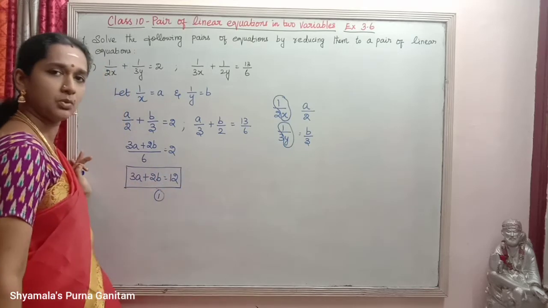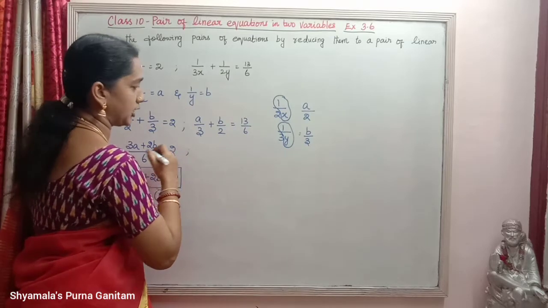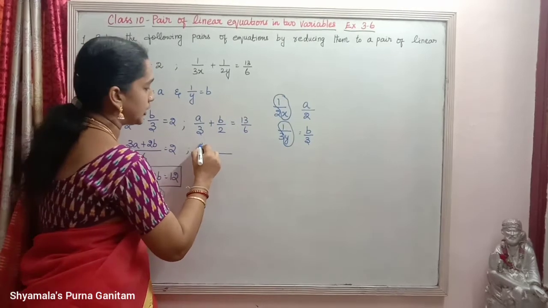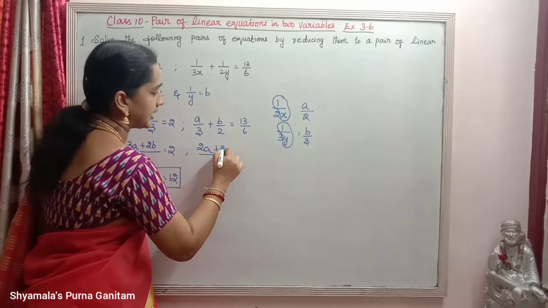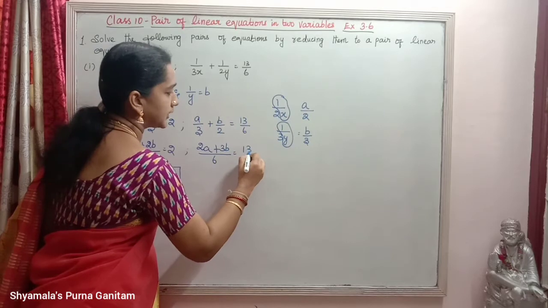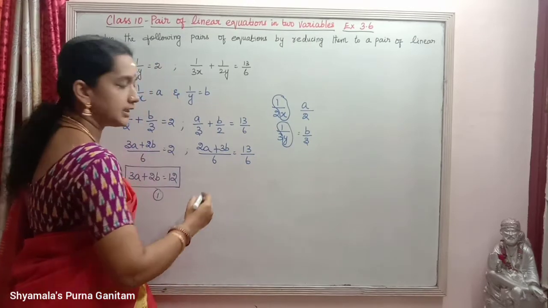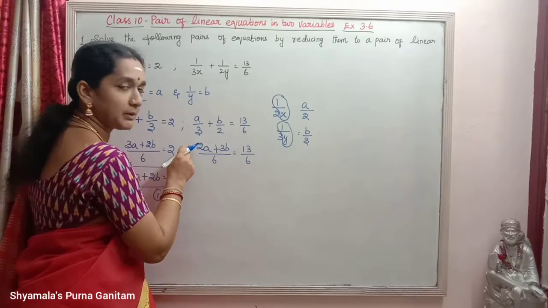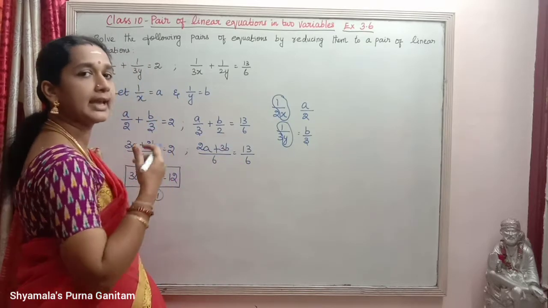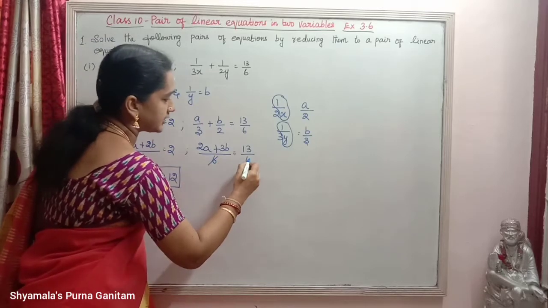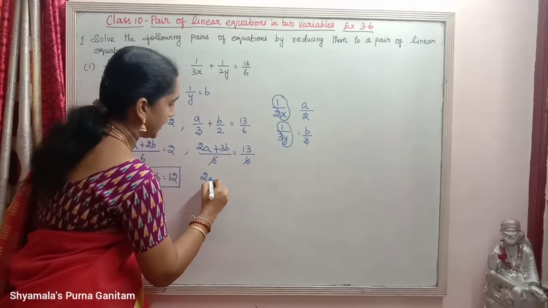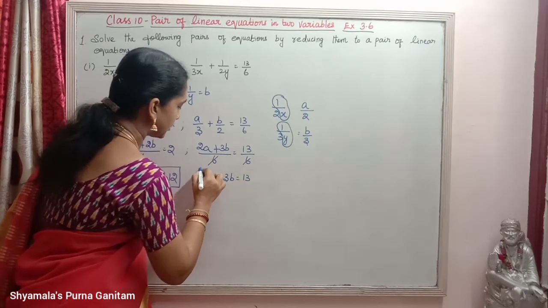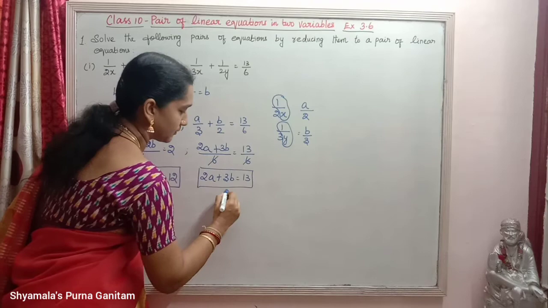This is equation 1. Same way the other one also. LCM is 6 for this. So, it will be 2a plus 3b is equal to 13 by 6. So, in this denominator we are having 6. Anyhow, if we cross multiply the 6 on both the sides, we can cancel that 6. So, the 6 and 6 will get cancelled. So, we will get 2a plus 3b is equal to 13. So, this is our second equation.